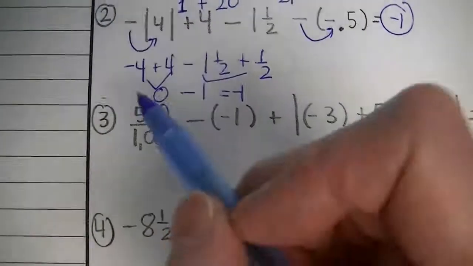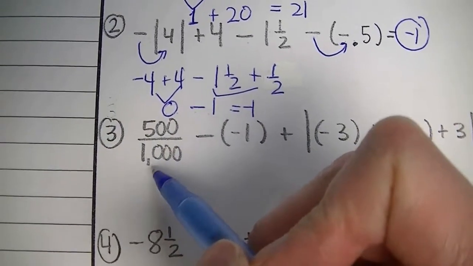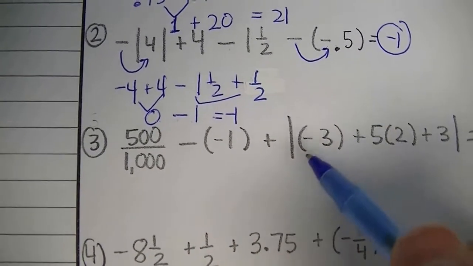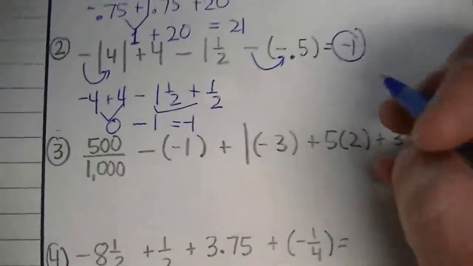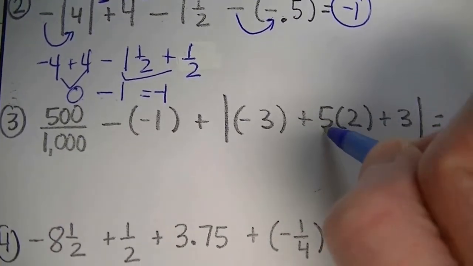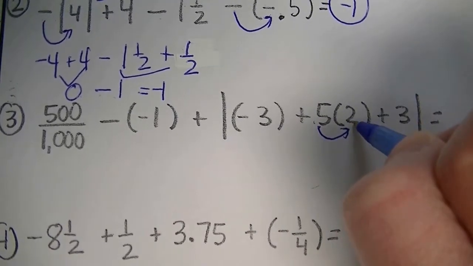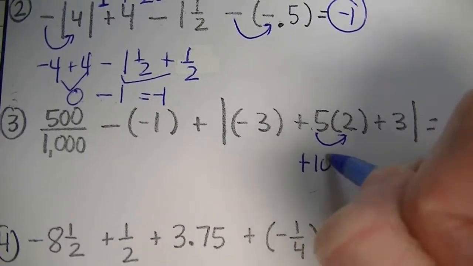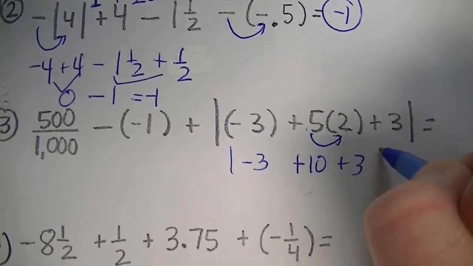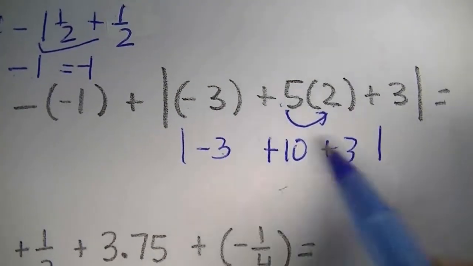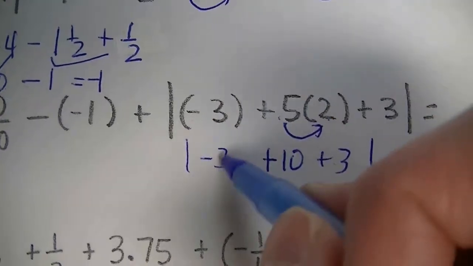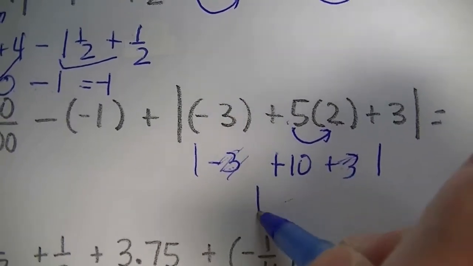Number 3, 500 1/1000ths minus a negative 1 plus the absolute value of all this junk in there. So let's see, I'm going to go ahead and start with this stuff in here. I have a number directly outside parentheses, so that's a positive 5 times 2 is a positive 10 plus 3, and then that's just a negative 3 right there, but the absolute value of all of this, oh, I have a negative 3 and a positive 3. Those are additive inverses, so negative 3 plus 3 is 0, so that's gone. So all I have left is the absolute value of 10.